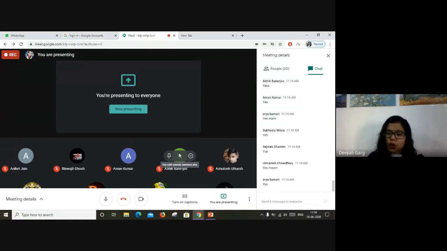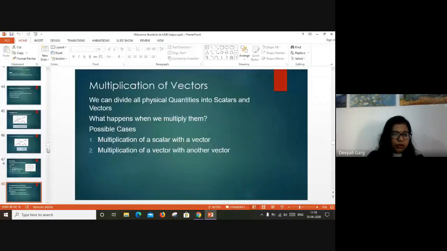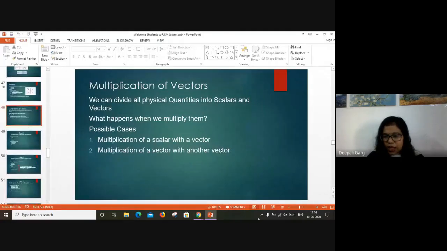I know you know almost 80% of this part, but still learn like you know nothing, so that you can have a better understanding, and in the end we will solve questions, right? So let's start the multiplication. This is our task today, to learn multiplication of vectors.